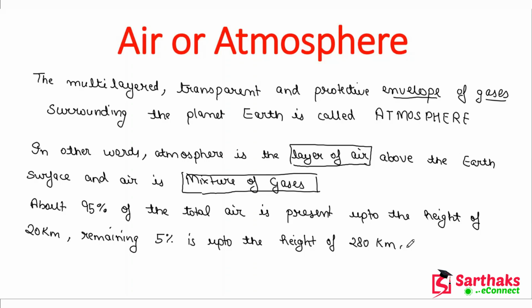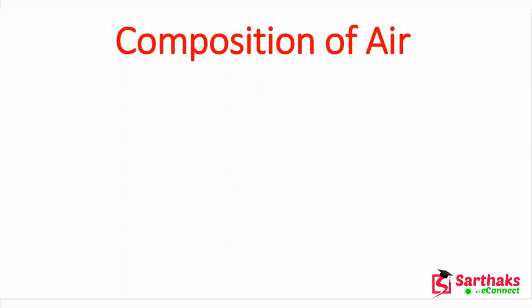I hope this is clear to all of you: what is atmosphere and what is air. Atmosphere is a layer of air, and air is a mixture of gases. Now the next topic that we are going to study is the composition of air. We all know that air is a mixture of gases, so we are going to tell their relative percentage, or volume.